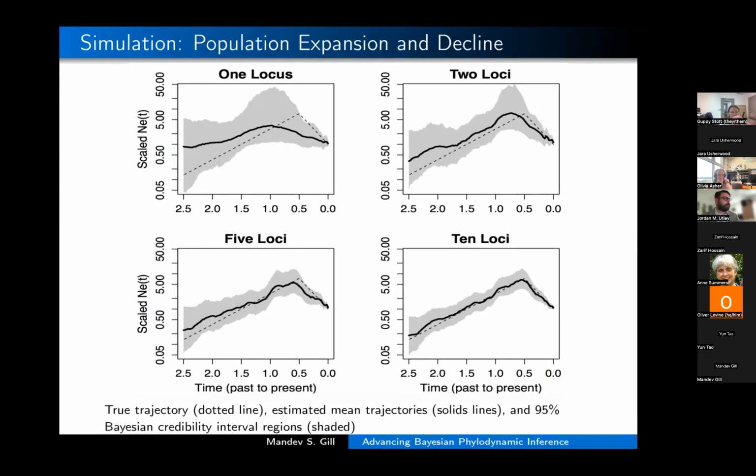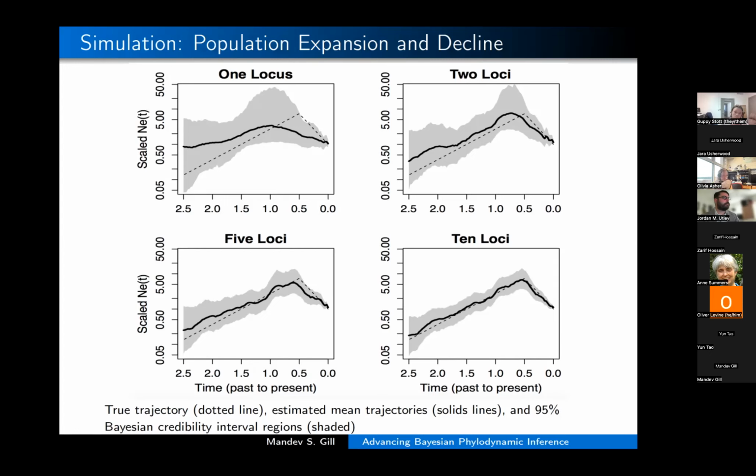Okay, so to evaluate this model, let's look at some simulations. We simulate data sets featuring 1, 2, 5, and 10 genetic loci. The true effective population size trajectory, shown as a dotted line here, increases and then decreases. The estimated effective population size trajectories are shown as solid black lines, and the shaded gray regions represent their 95% Bayesian credibility intervals, the uncertainty of the estimates.